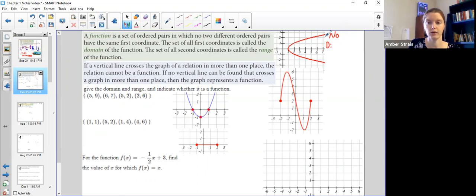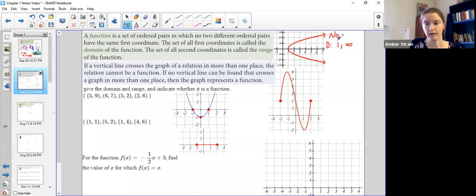There are no x values on this curve that are lower than 1. There's no x values over here. So starting at 1, but I do go up and up and up for the rest of forever. So I go to infinity. That would represent the x values.